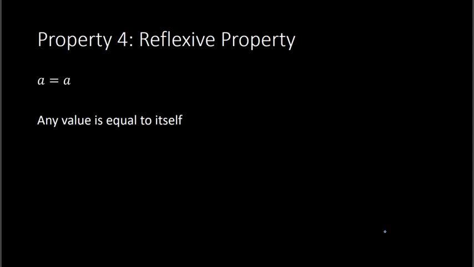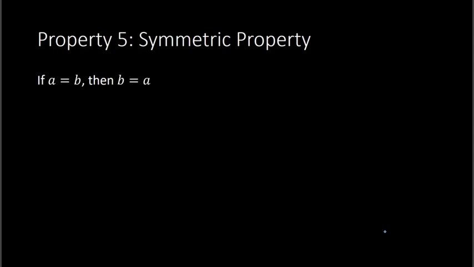Okay, next we have your symmetric property. This one says that if a equals b, then b equals a. Or maybe another example would be if x equals 4, then 4 equals x. And this will be important as we get into solving equations, because sometimes x will be on the right side and we can just switch it around so it's on the left side. And we'll see that pretty often as the course progresses.